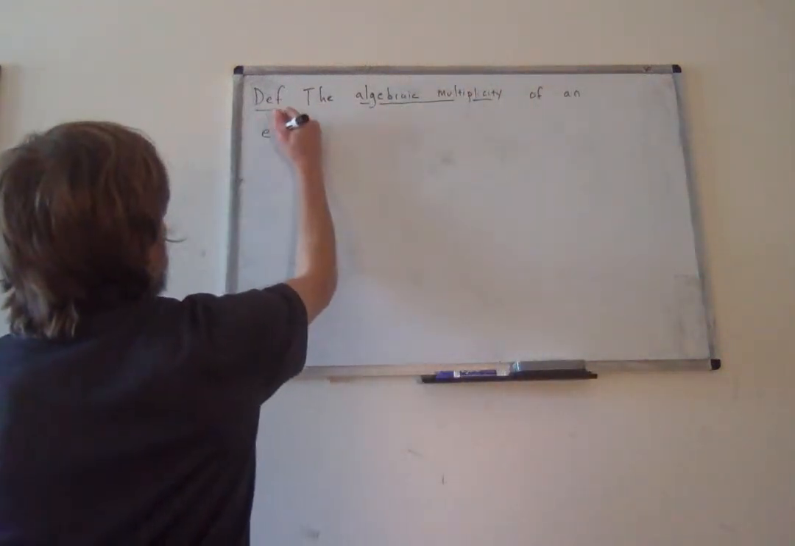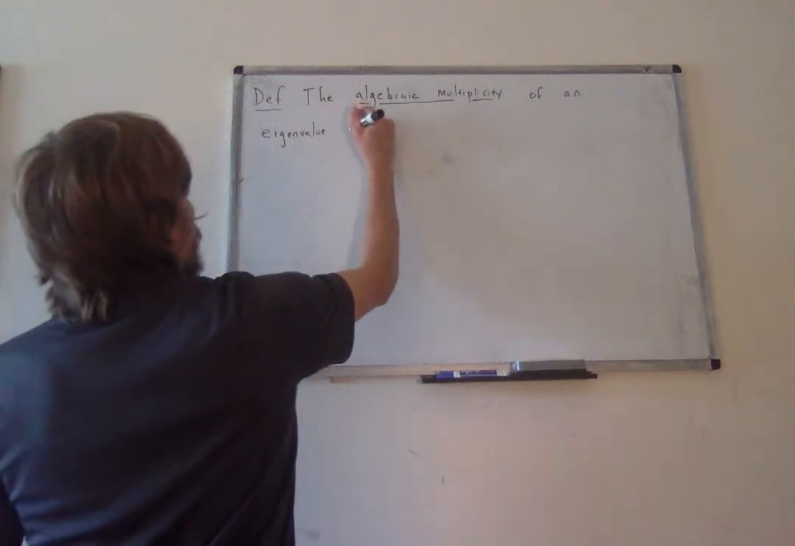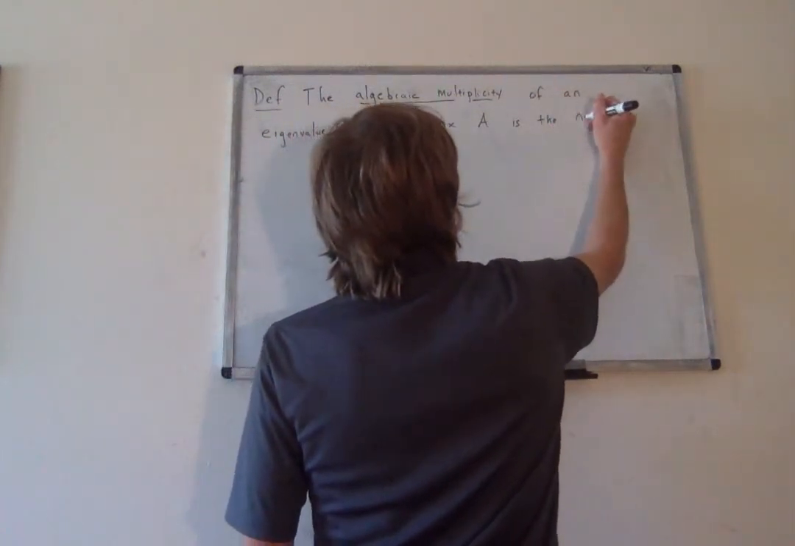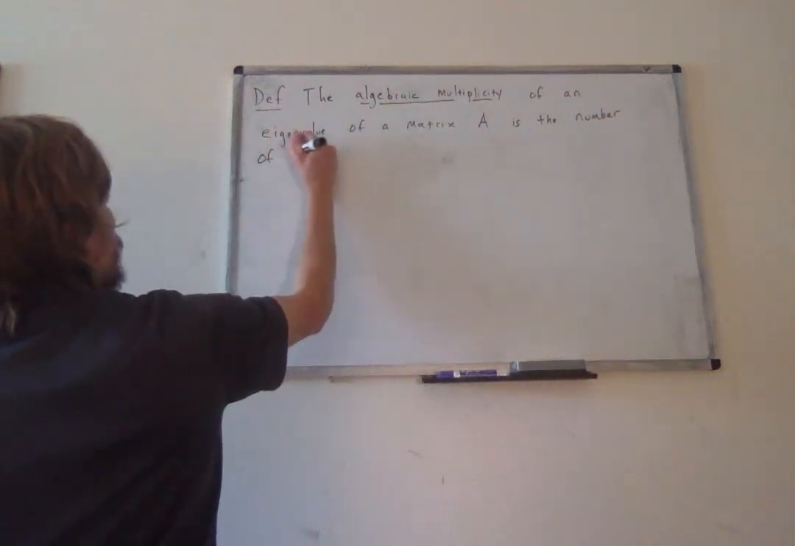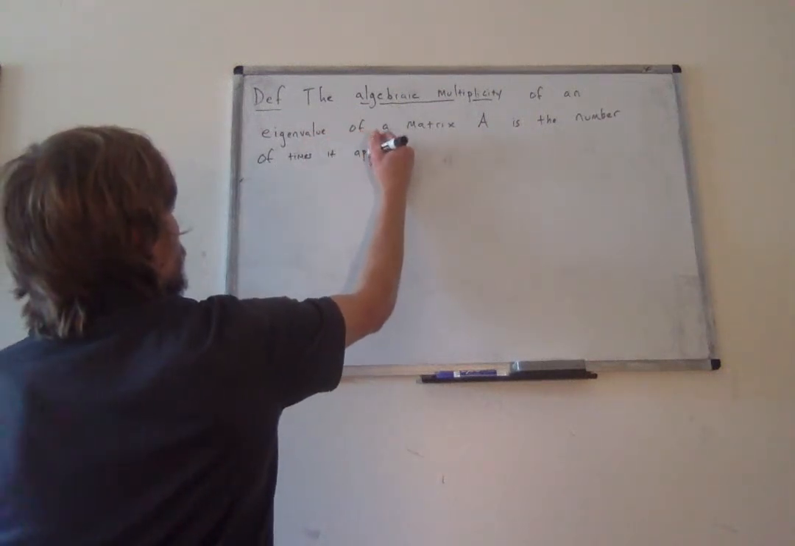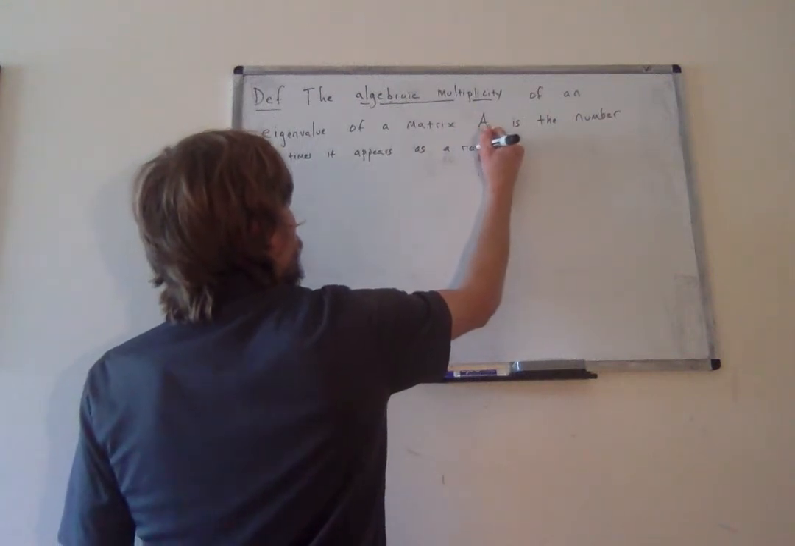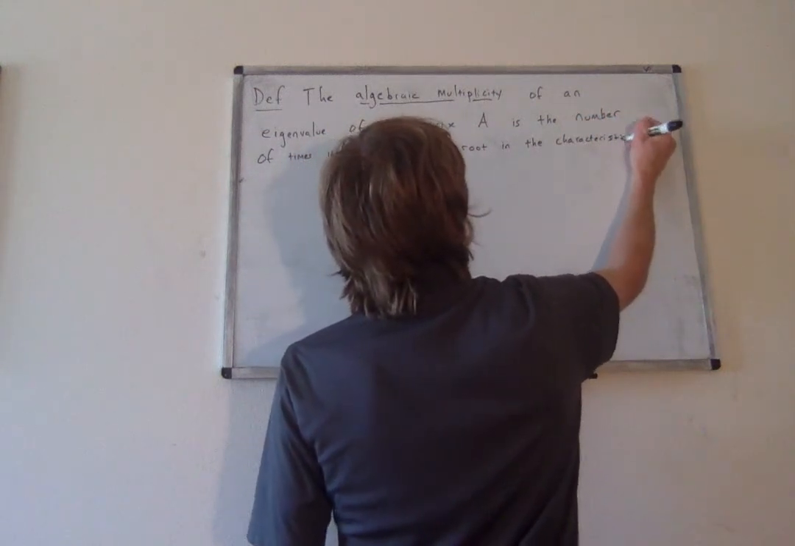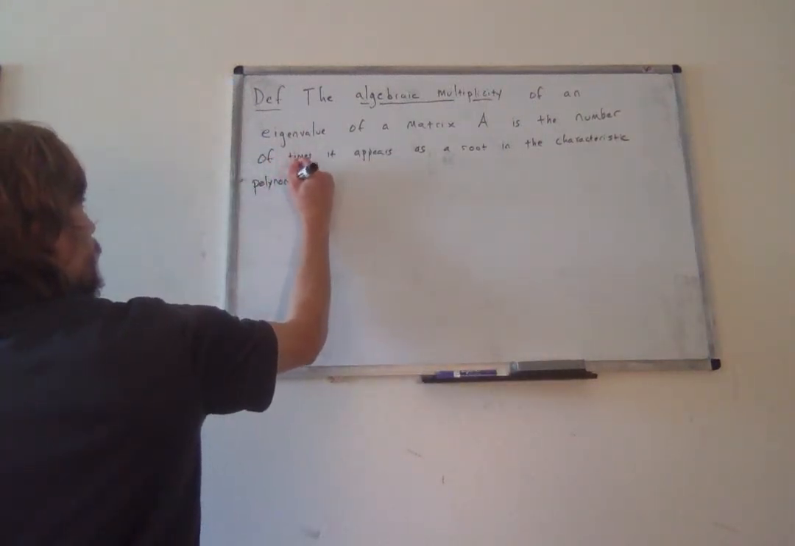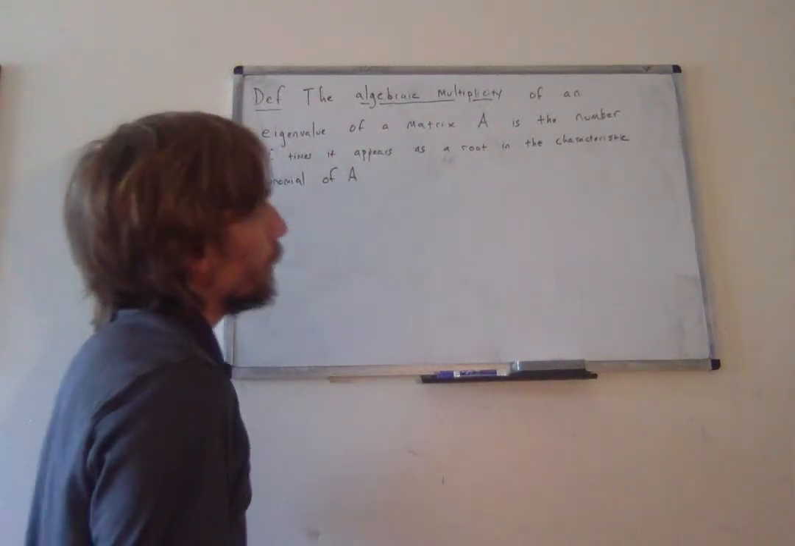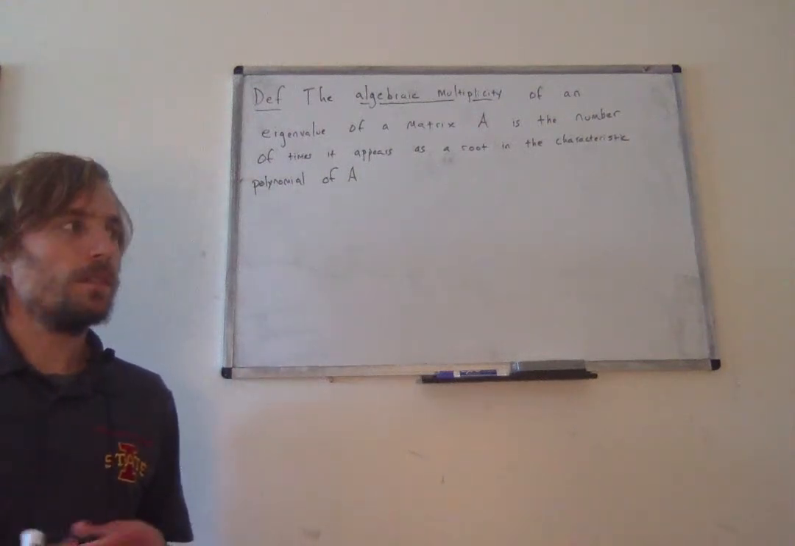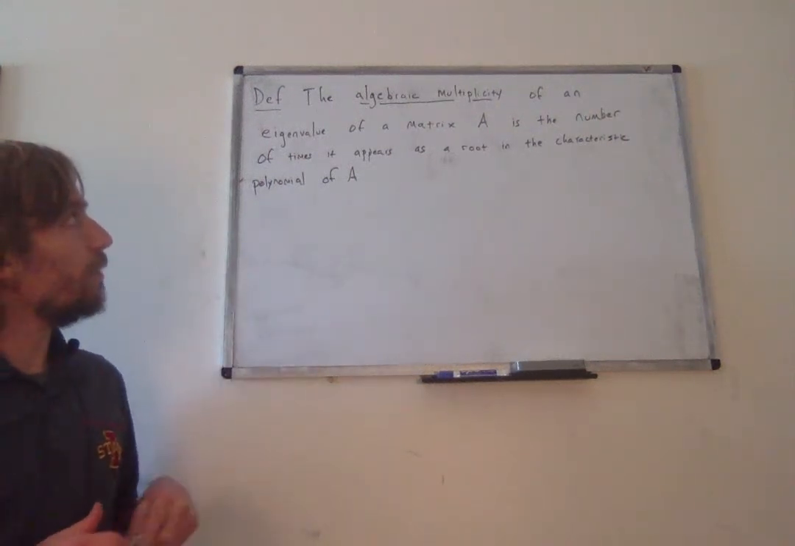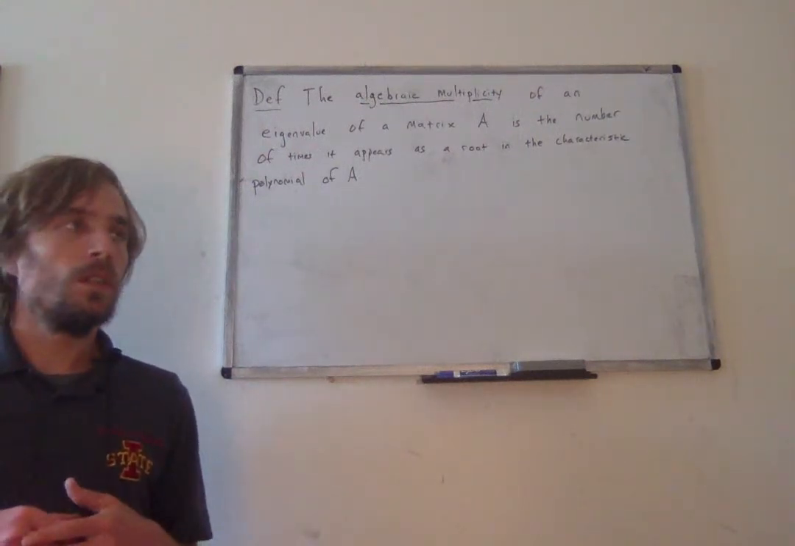The algebraic multiplicity of an eigenvalue of a matrix A is the number of times it appears as a root in the characteristic polynomial. I hope I spelled that word right. I realize now that I'm not 100% confident in my spelling of the word characteristic. If I'm spelling it wrong, let me know. Certainly don't want to embarrass myself too much. So the algebraic multiplicity of an eigenvalue of a matrix A is just the number of times it appears as a root.